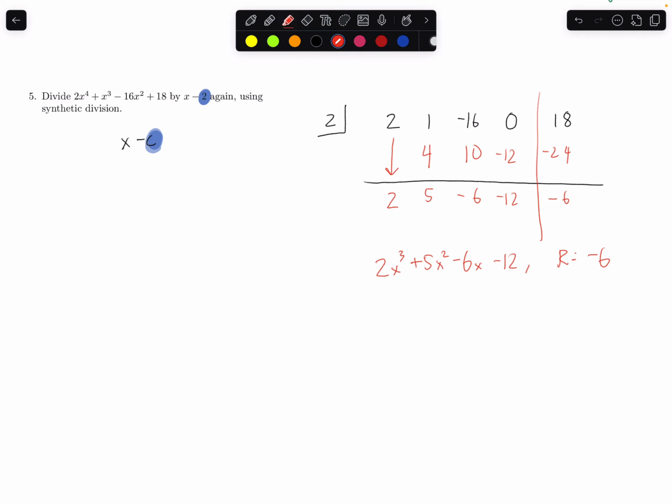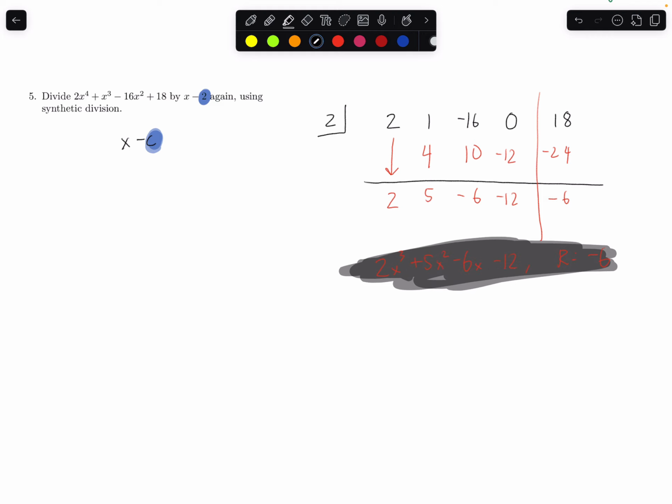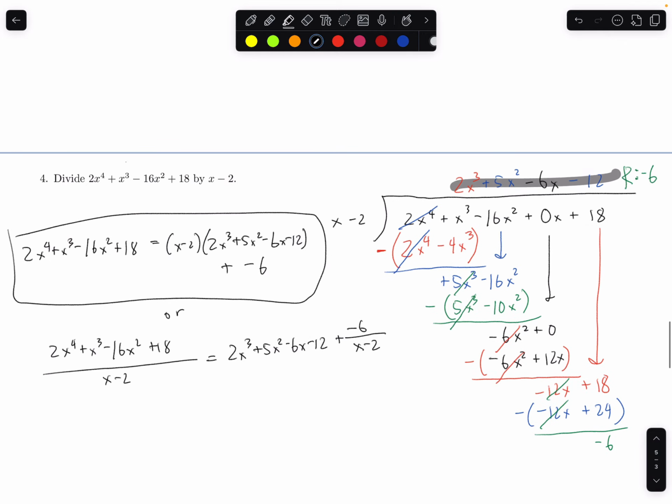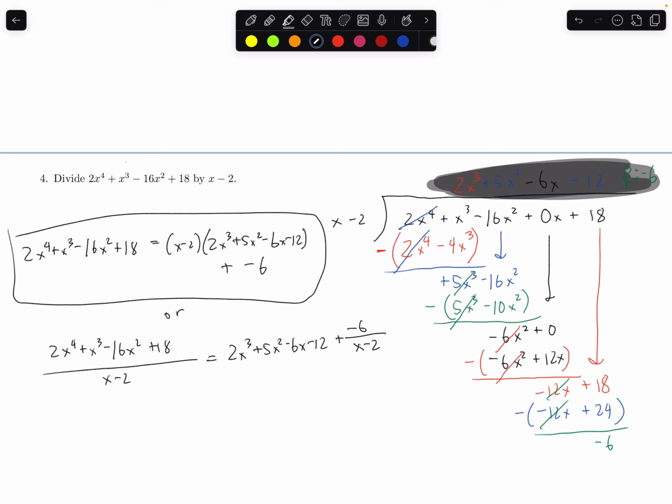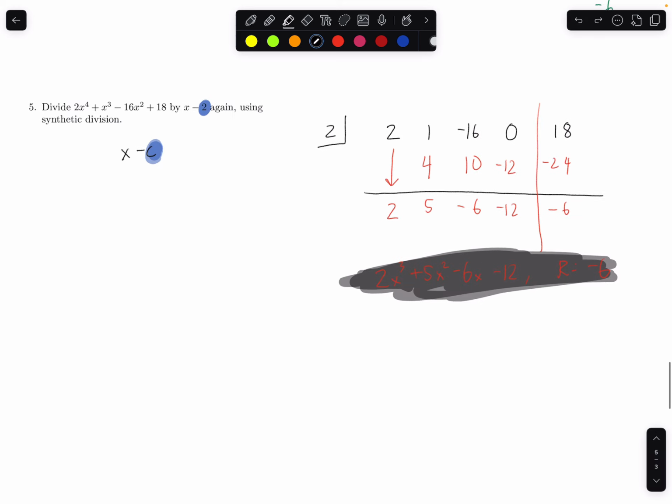And check this out, guys. Does this look familiar to you? Well, it should, because we did the same question the long way earlier, and we got the same answer. So synthetic division, if it applies, and it applies as long as you have something of the form x minus a number as your divisor, is a lot easier to do. It's a lot faster.